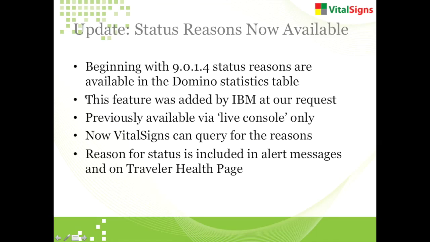Now, here's something that's very exciting. Beginning with Traveler 9.0.1.4, status reasons are now available in the Domino statistics table. And this is a feature that was added by IBM at our request, for which we are eternally grateful, because the status reasons were previously only available through the live console, and that meant they were only available to humans, not available to software. But now that it's in the stat table, it's available to software, and that means that VitalSigns can query for the reasons why a Traveler server is yellow or red, and we can include that information in the alert message that we send out and also on the Traveler health page.